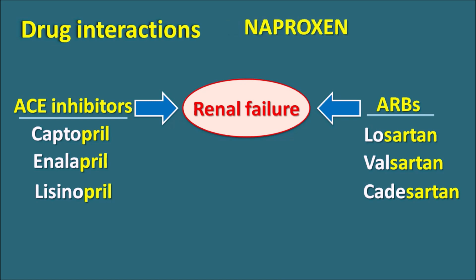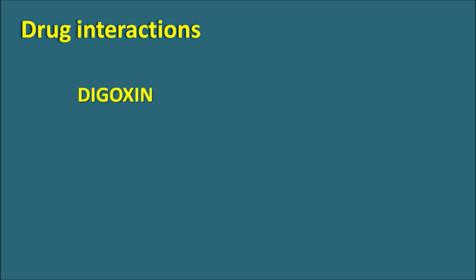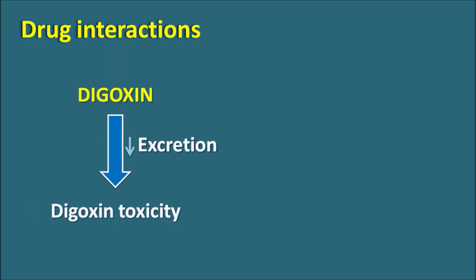So when naproxen is given along with these drugs, it can further increase the risk of renal failure. So naproxen shows a drug interaction with ACE inhibitors and ARBs in producing renal failure. And another one is digoxin. Because naproxen is going to produce renal failure, it can decrease the excretion of digoxin, which results in elevated levels of digoxin in the plasma, leading to digoxin toxicity. So whenever digoxin is given along with naproxen for longer periods, the dosage adjustment should be done in order to prevent digoxin toxicity.